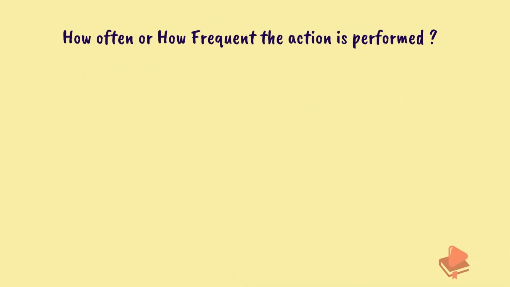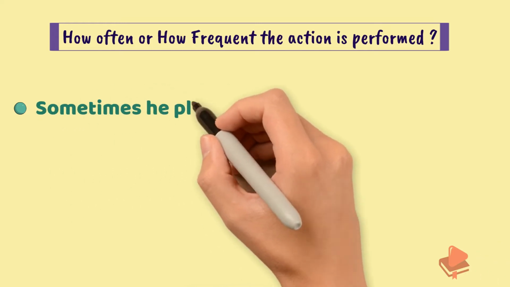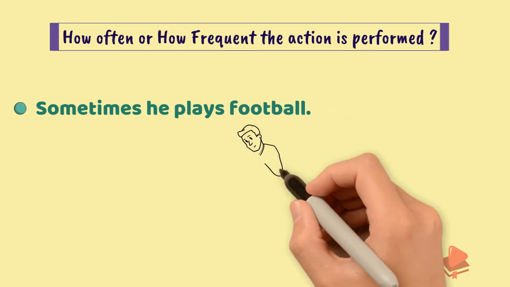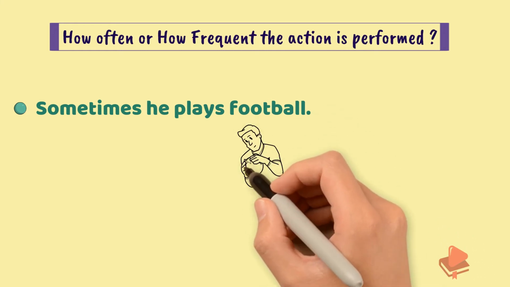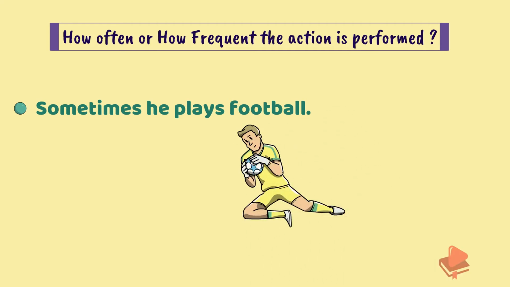Now let's see the 4th way in which we describe the action. That is, how often or how frequently the action is happening. Let's understand this with a few examples. Sometimes he plays football. Here we understand that he is playing football, but what is the frequency, or how often does he play? He plays sometimes. So, sometimes is an adverb here.